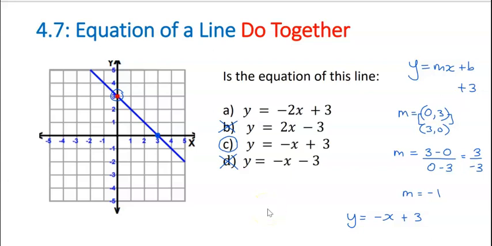Being able to read a linear equation and understand the parts of it really can help you to understand everything that we've done in this unit. And I hope that you found this video helpful.